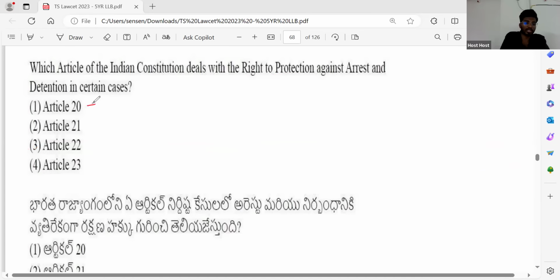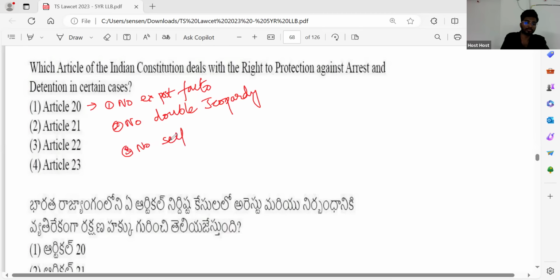And what is Article 20? Article 20 grants certain protections with respect to conviction of offenses. 3 protections are there: no ex post facto, no double jeopardy, no self-incrimination. Don't worry if you don't understand anything, I will explain it once again. First, what is the meaning of no ex post facto? Ex post facto means post the fact, after the fact has happened.